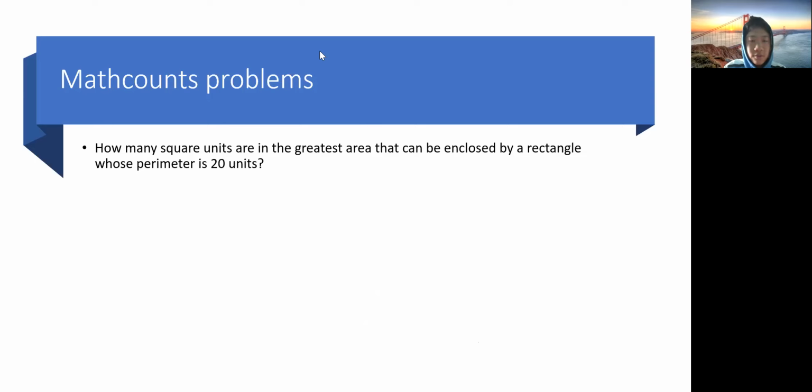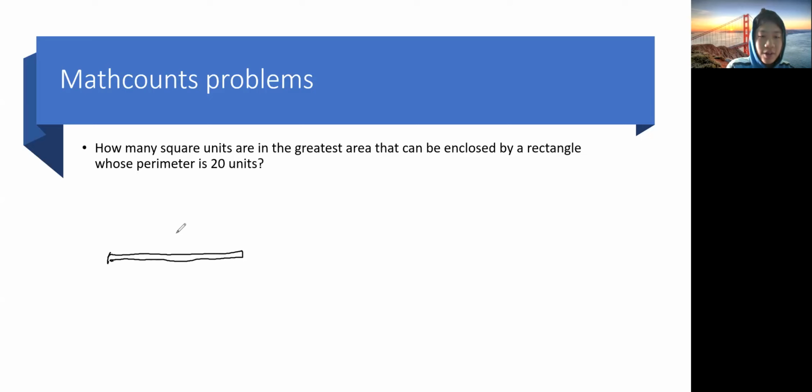This one, I think we should go over. You don't need to actually do this one. This one's basically, you need to memorize some kind of topic to do this. So the greatest area that can be enclosed by a rectangle whose perimeter is 20 units. Well, if we think about it, we're going to have to look at extremes here, all right? When you're doing science or physics in the future, you're going to have to look at extreme cases and use those extreme cases to figure out what works.